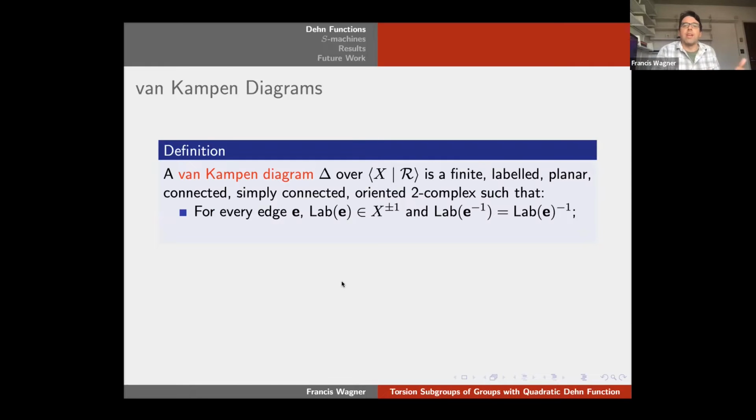We just want to label every edge with a generator. And every 2-cell, the label of its boundary needs to be a relator or its inverse. Its inverse is based on which orientation we pick. And I should mention that it depends on where we start reading the label. So really, this is up to cyclic permutation.